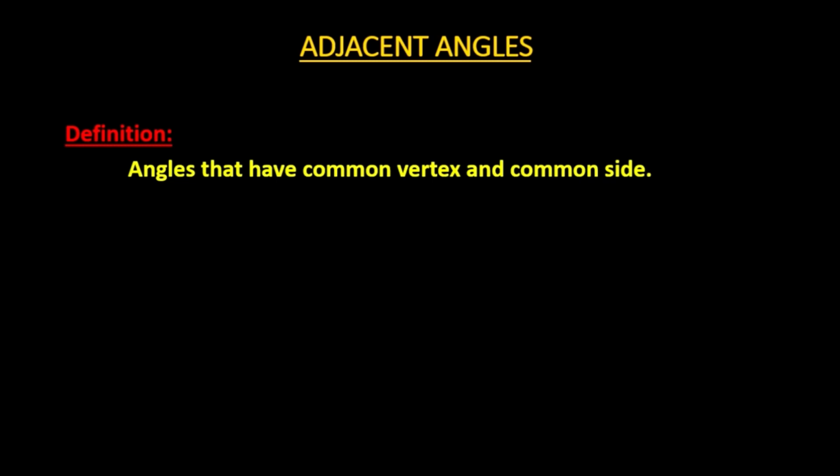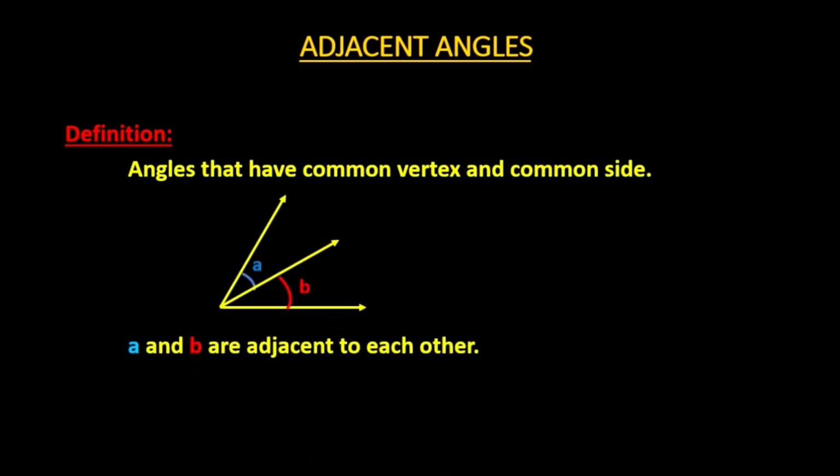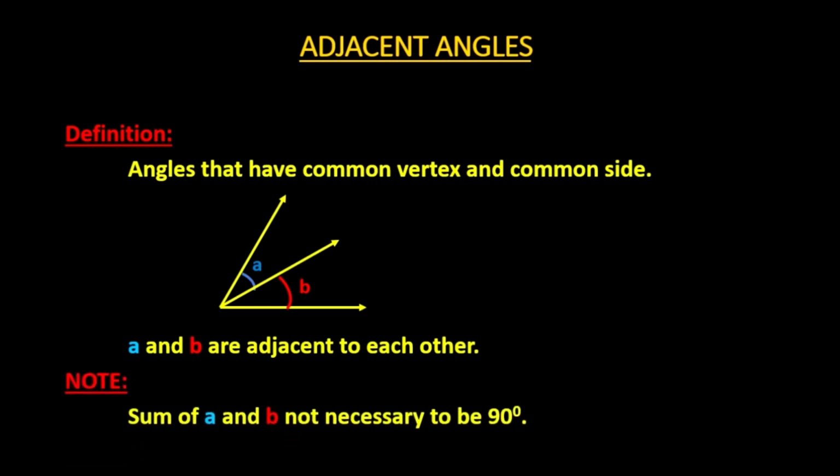Angles that have a common vertex and a common side are called adjacent angles. In this diagram, angle A and angle B have a common vertex and common side. So A and B are adjacent to each other. The sum of A and B is not necessarily 90 degrees, that is, the two angles are not necessarily complementary angles.